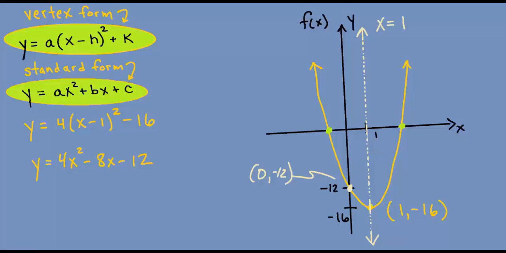So to find my x-intercepts, I'm just going to input 0 for y and then see what I get for x. So let's do that over here. In place of y, I'm just going to put a 0.